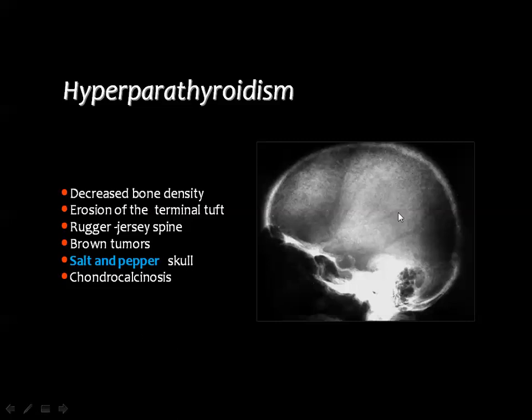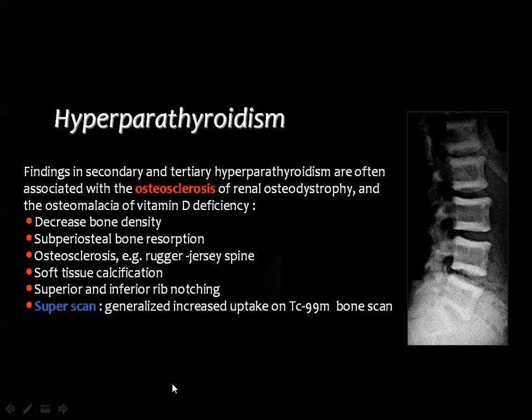One of the manifestations is what is known as the salt and pepper skull. Resorption of the bone from the skull will result in small areas of radiolucencies that are intermingled with areas of bone sclerosis, resulting in this appearance, which is known as the salt and pepper skull. And also, if you have the chance to see the teeth, you may look for the changes in the lamina dura as well.